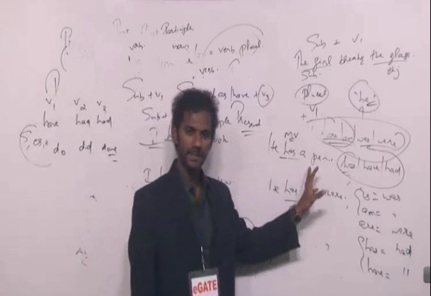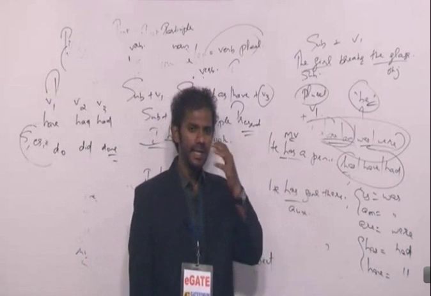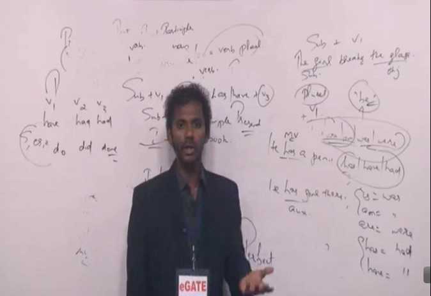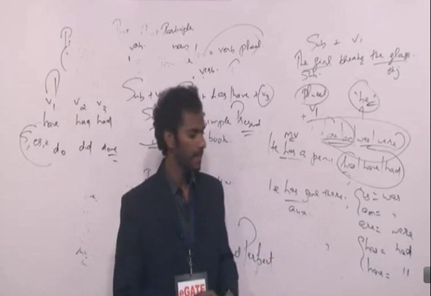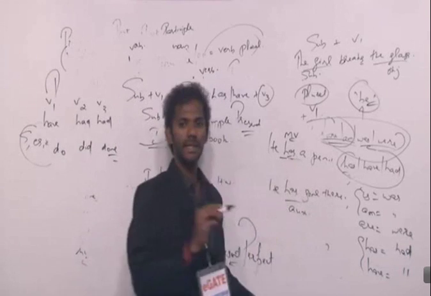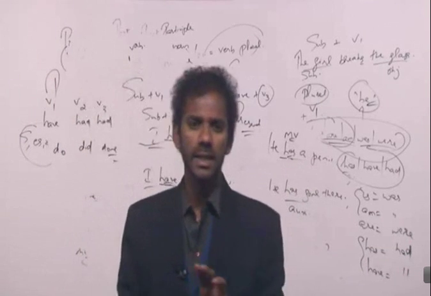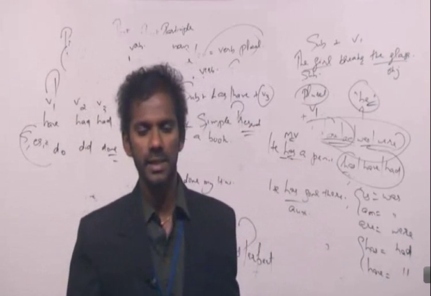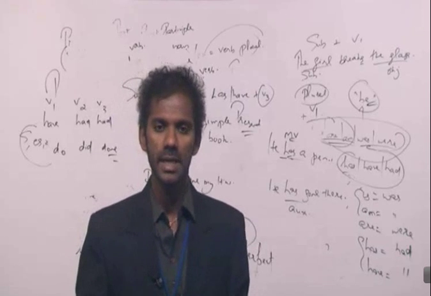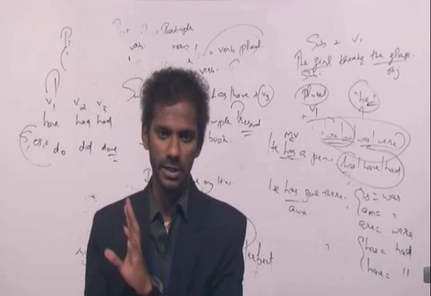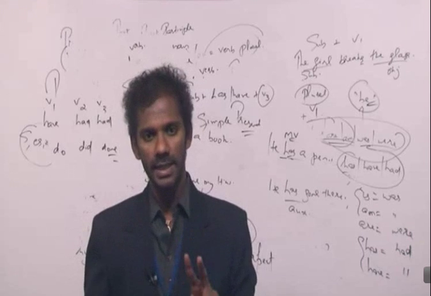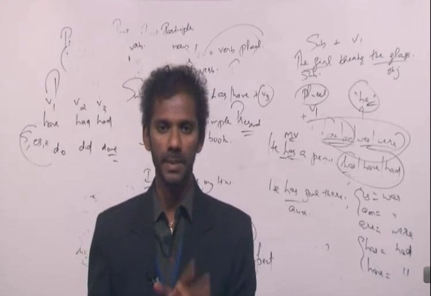Come to this sentence. He has a pen. Right? Which tense? No will or shall. So not future. Has comes only in the present tense. So it should be one of the categories of present tense. There is no ing in that sentence. So not present continuous, not present perfect continuous. Now we have only two categories left. Simple present, present perfect. Clear?